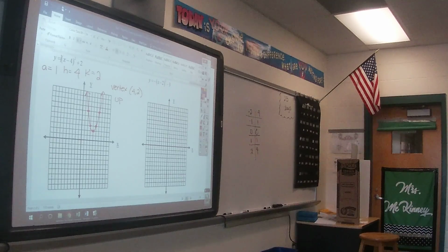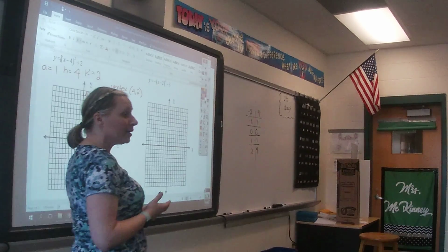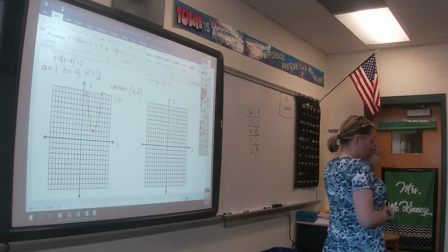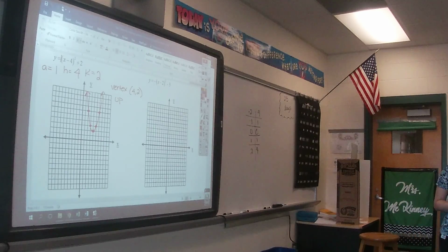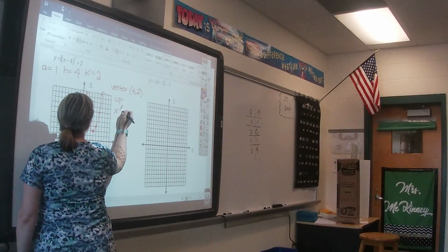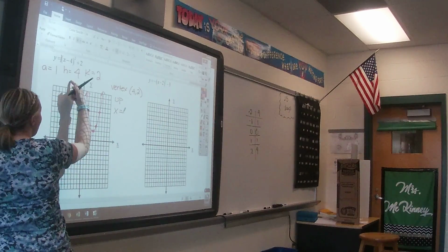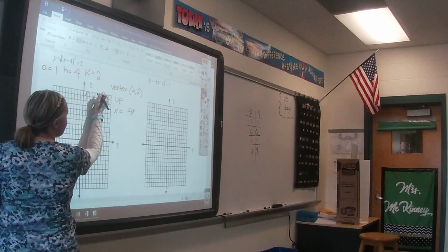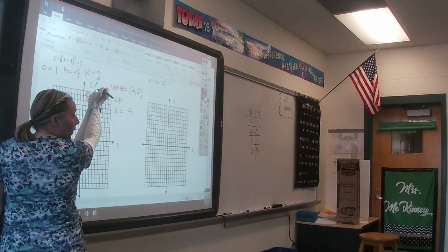Then I can do things like identify the axis of symmetry. So what is our axis of symmetry? Remember what we said it was? We said it was x equals h. It's the line that cuts it in half. So x equals what in this problem? 4. And wouldn't it make sense that that vertical line right here is chopping that in half?